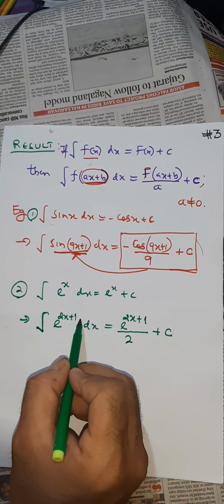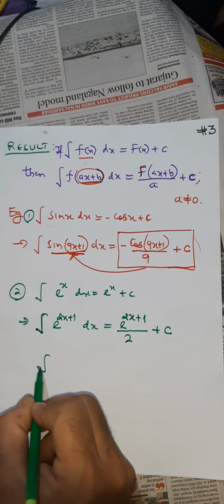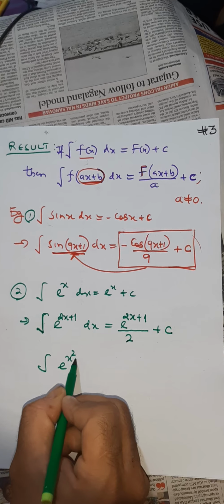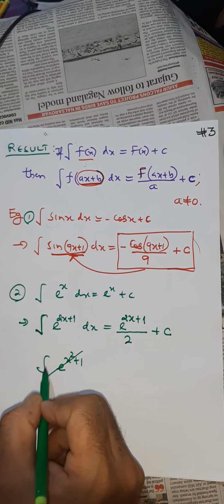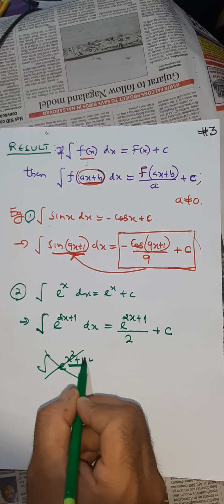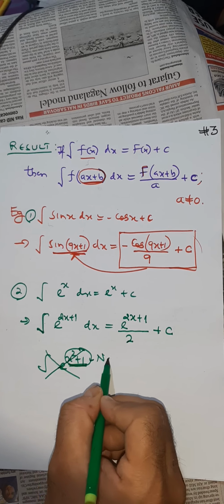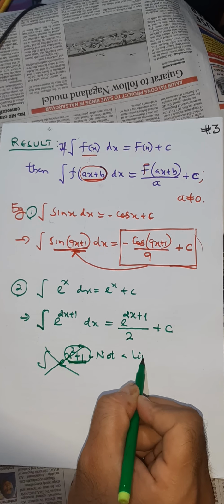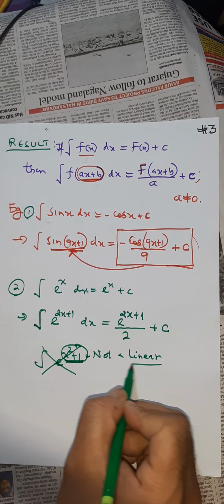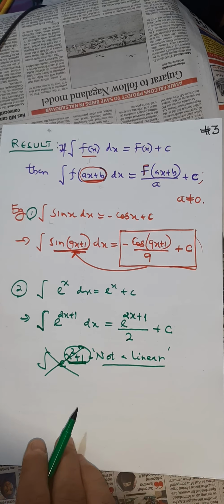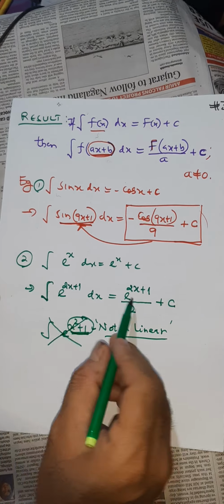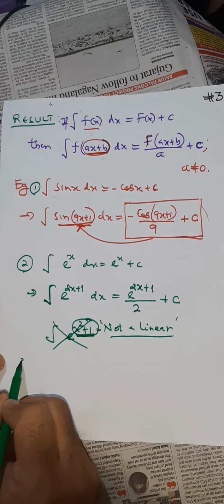Function is composed with a linear function. If I have something like this, for example, e raised to x square plus 1, then this concept cannot be used, remember, because x square plus 1 is not a linear function. Then something else should be done. We'll do it later on. Not a linear function. When you use this concept, then the function should be composed with a linear function.